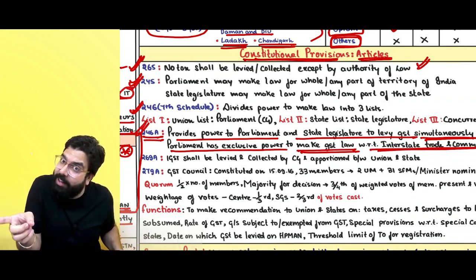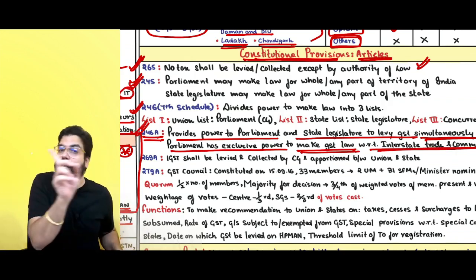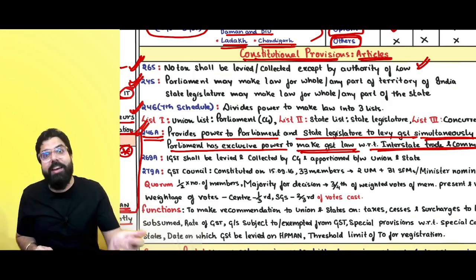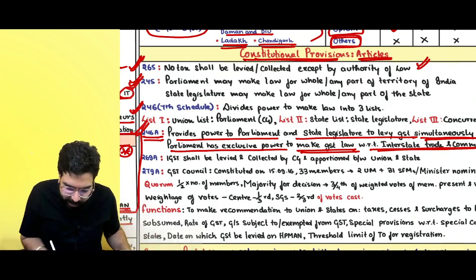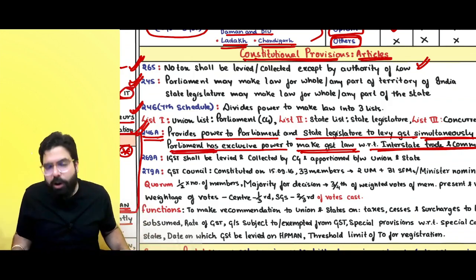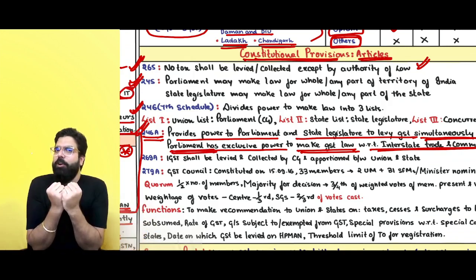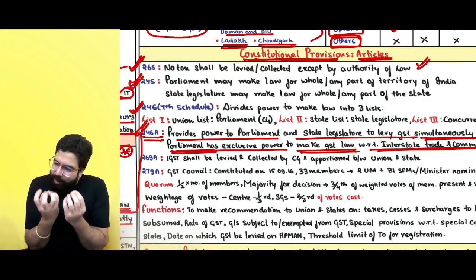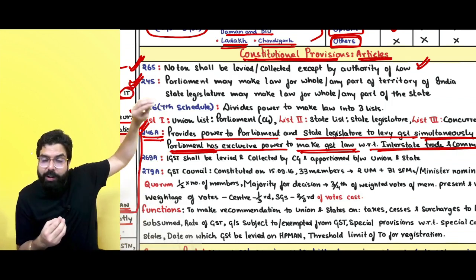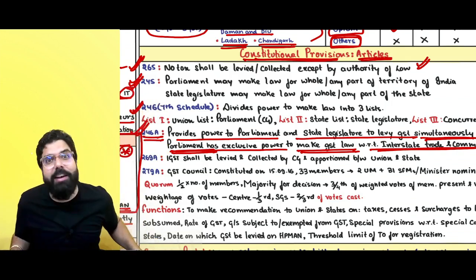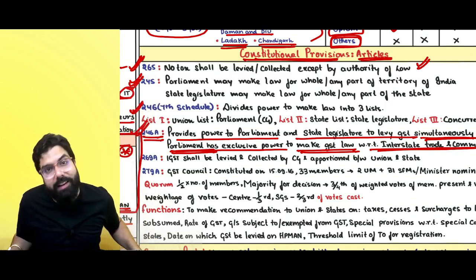Whenever a transaction is happening, interstate means the location of supplier and place of supply are in different states. Always remember one thing, Parliament will make the law. The tax will be collected by the central government, and then the central government will keep its portion, and the remaining portion it will transfer to that state government where the goods or services are being consumed.